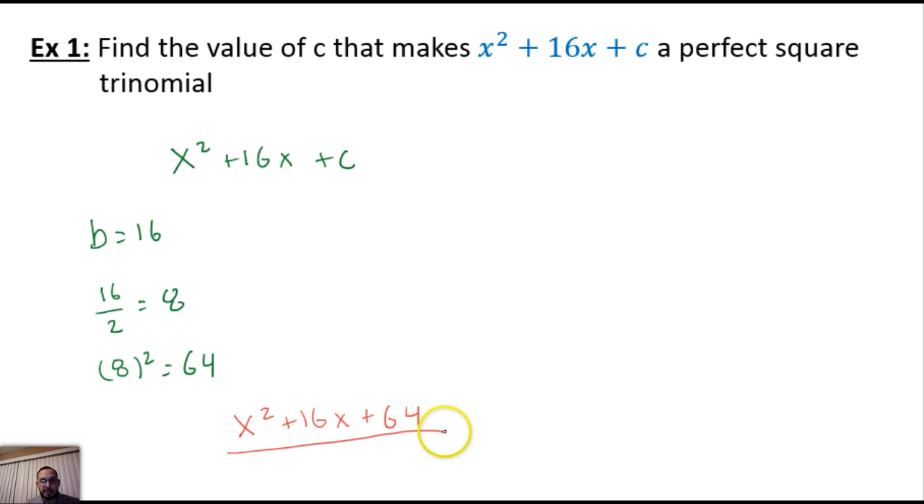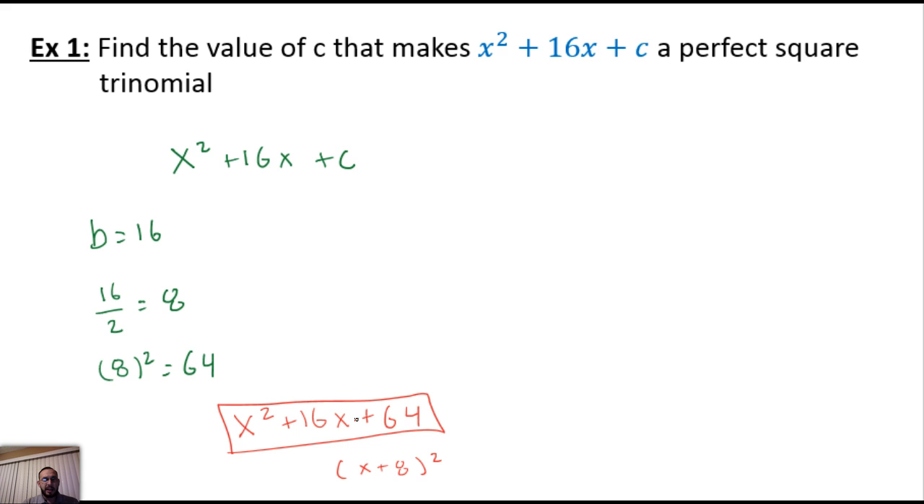Now this becomes a perfect square trinomial. And again, if we go by our definition, we take the square root of 64, we get 8. Multiply that by 2, we get 16. This can be factored very easily as x plus 8 squared. So this fits our definition of a perfect square trinomial. This is a basic example before actually starting to solve.